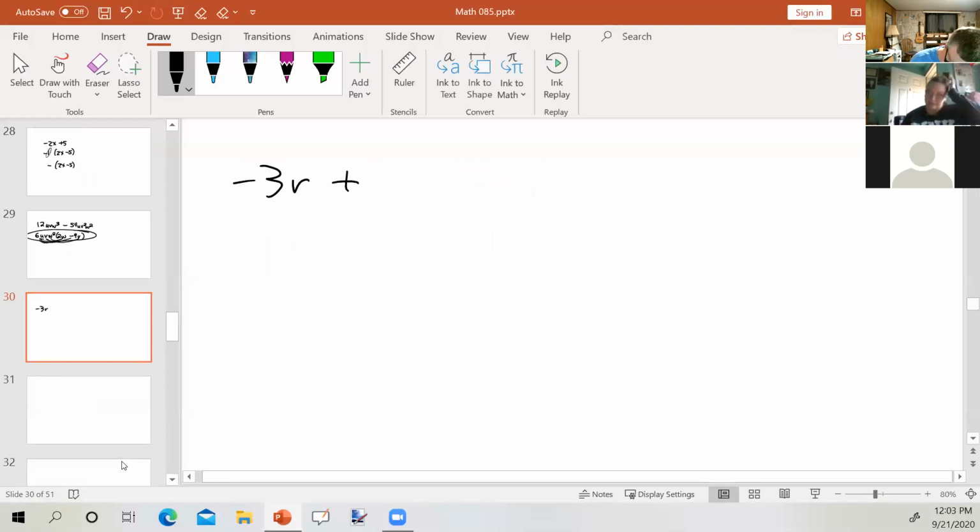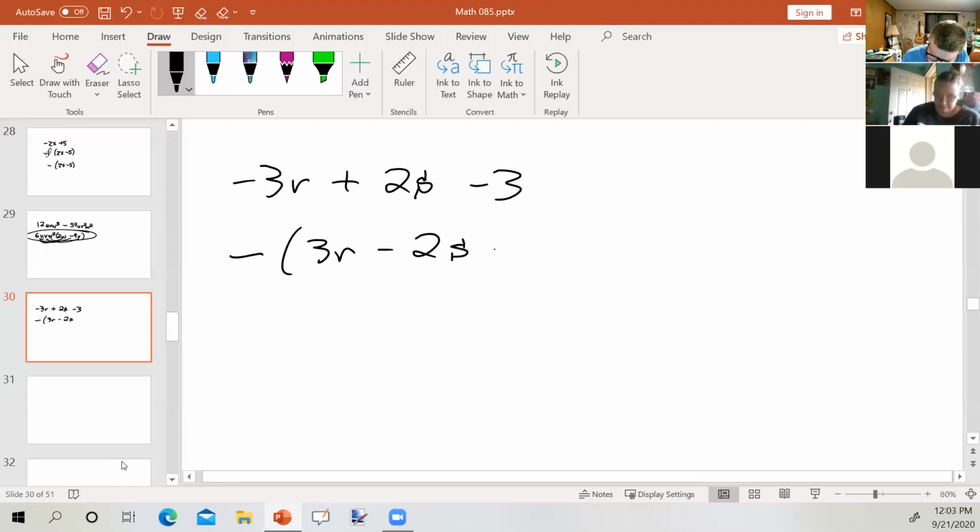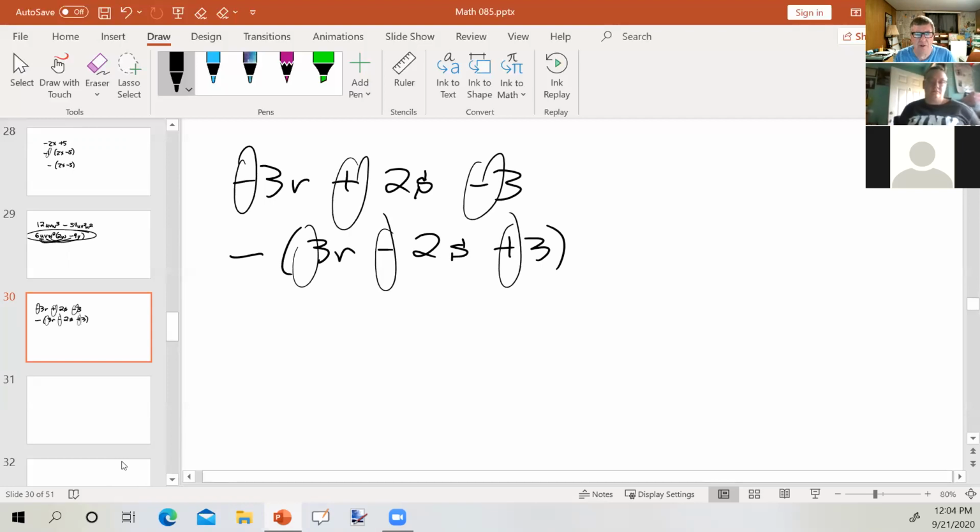-3r plus 2s minus 3. That's a strange looking s, but I can't really see anything to take out other than a 1. But our leading term is negative, so let's just take out a negative: -(3r minus 2s plus 3). Think about this. When you distribute a negative, it changes the sign of everything inside. So when you factor out a negative, it also changes the sign of everything inside. This goes from negative to positive, positive to negative, negative to positive.